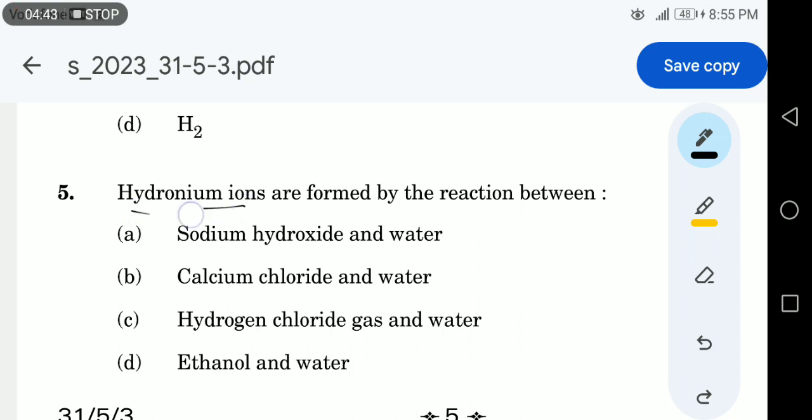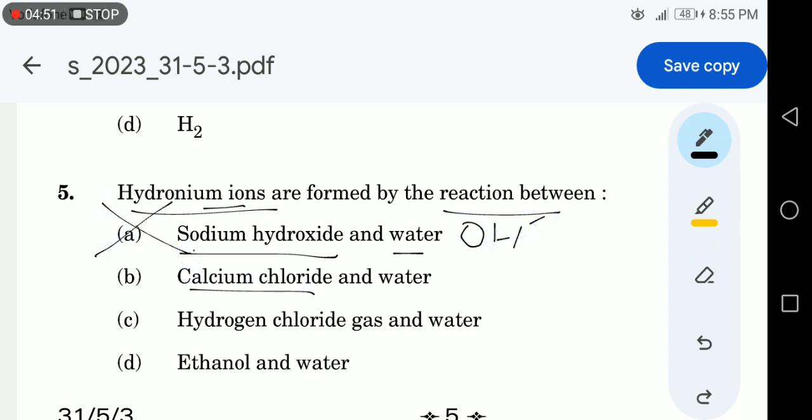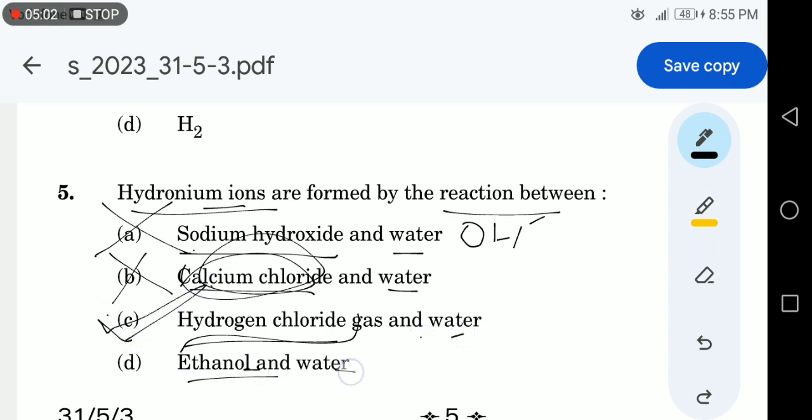Hydronium ions are formed by the reaction of sodium hydroxide and water. No, it releases OH minus ions. So no. Calcium chloride and water. No. The calcium chloride will absorb the water. Hydrogen chloride gas and water. Yes, it is possible. Ethanol and water. No, ethanol does not dissociate into ions.